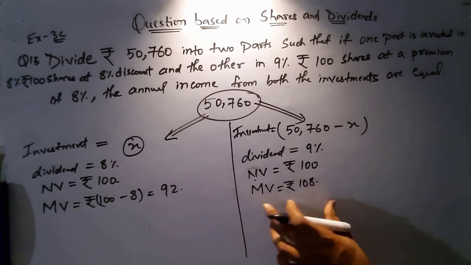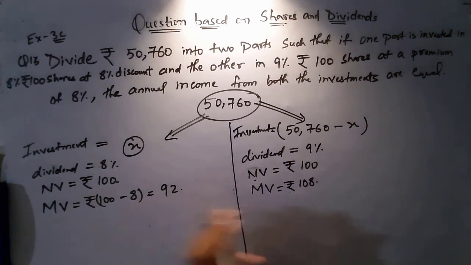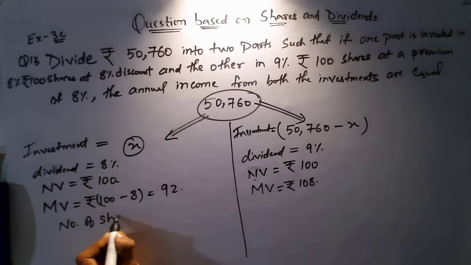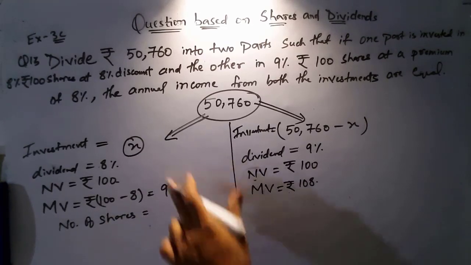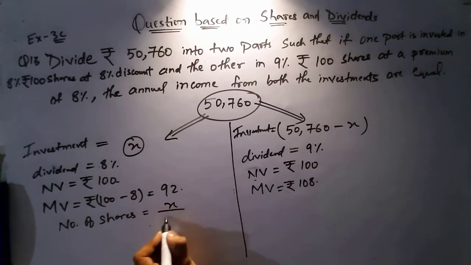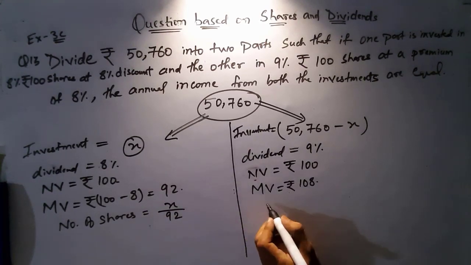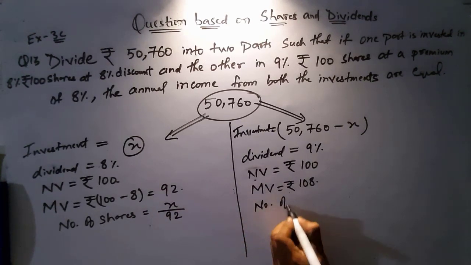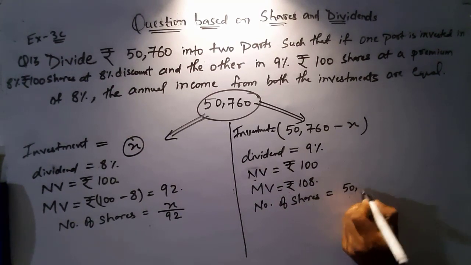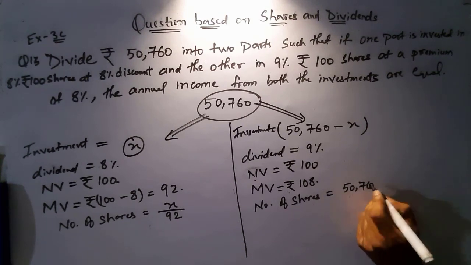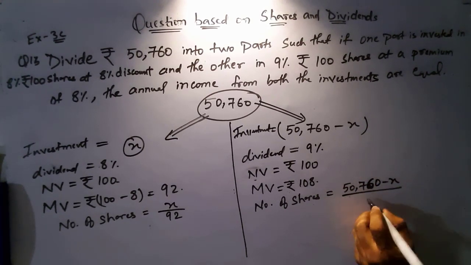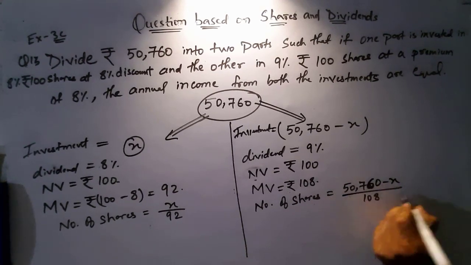Now from both the parts we will find the number of shares purchased. Number of shares will be the money invested upon the market value. So it is X upon 92. Similarly, in this part, number of shares will be the money invested, that is 50760 minus X, upon the market value, that is 108.